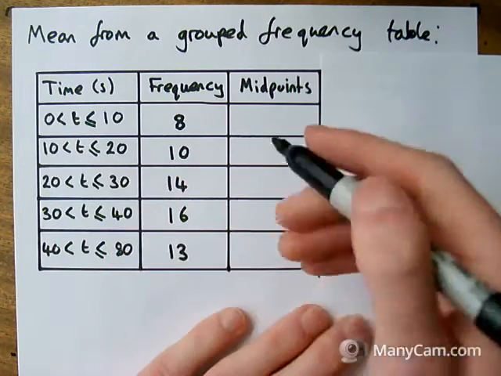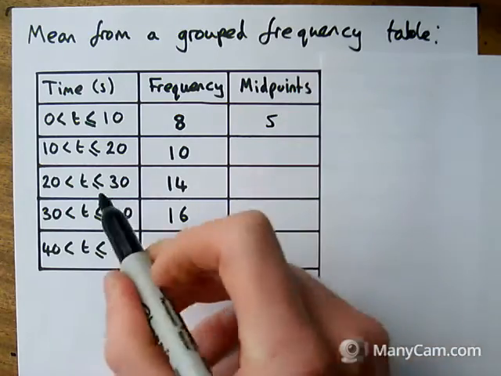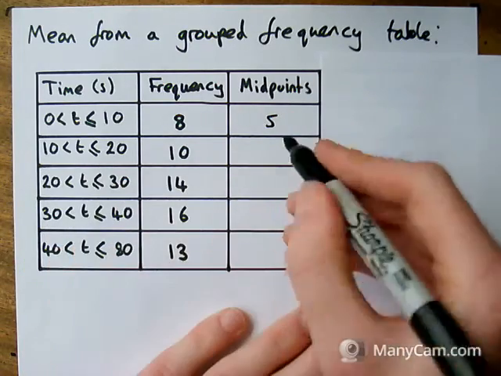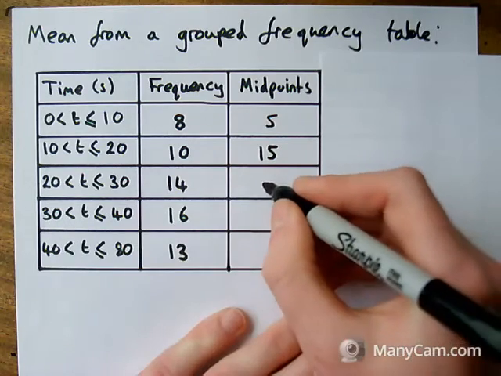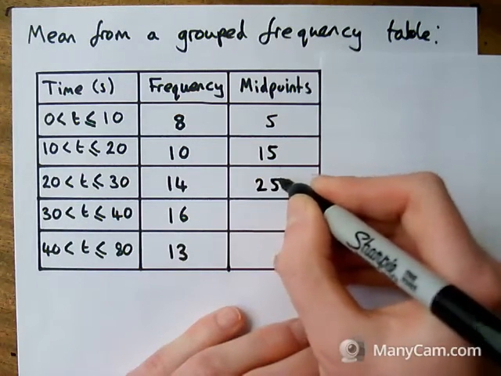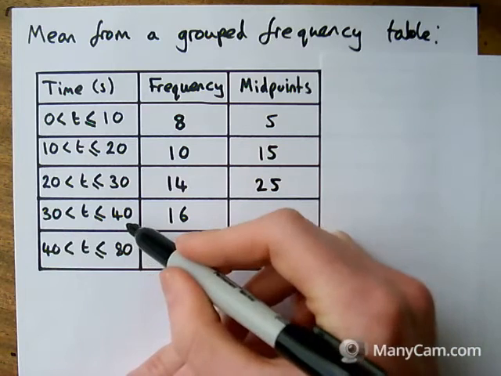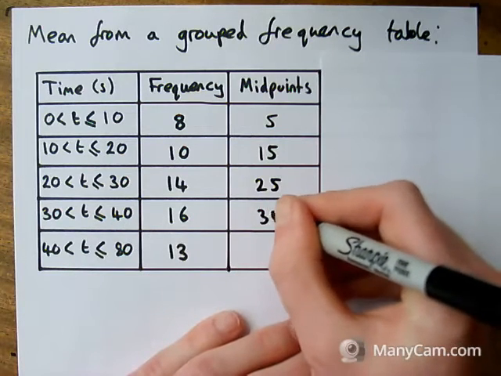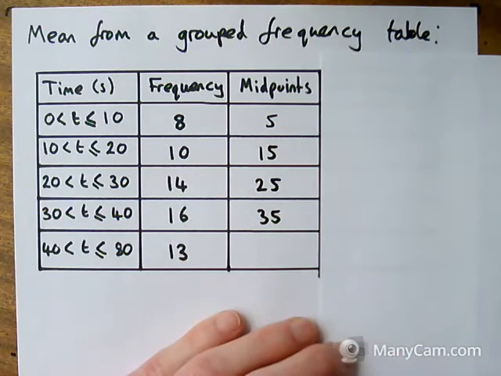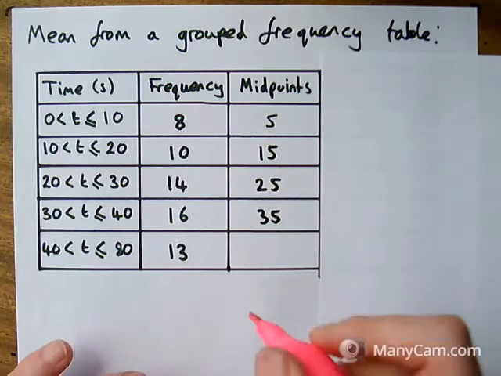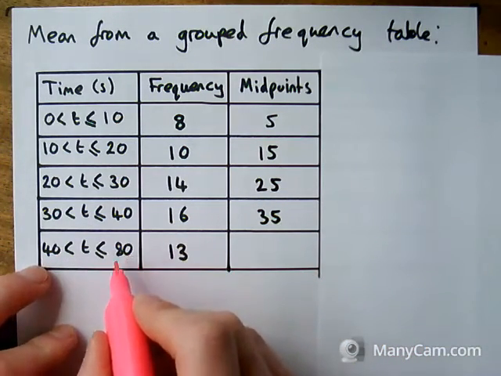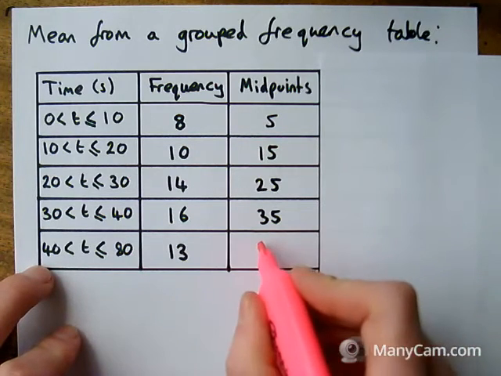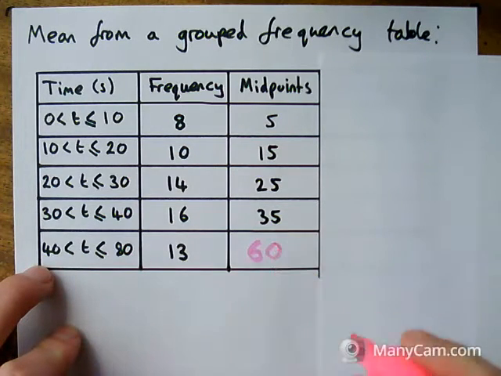So my midpoint between 0 and 10 is 5. My midpoint between 10 and 20 is going to be 15. My midpoint between 20 and 30 is going to be 25. Then my midpoint between 30 and 40 is going to be 35. And then the last one you need to be really careful with, and I'm going to write it in a different colour for it to stand out, but between 40 and 80 my midpoint is going to be 60.